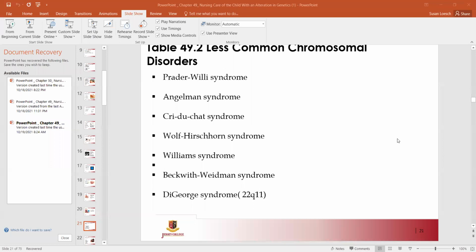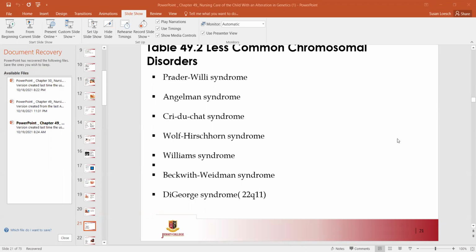All right, some other less common chromosome disorders like Prader-Willi syndrome. These kids like to eat a lot. Sometimes they have to lock the refrigerator up. This is an abnormality on the chromosome 15. It causes severe hypotonia, obesity, short stature, small hands and feet, hypogonadism, the hyperphagia, and intellectual disabilities, which can range from mild to severe. It affects 1 in about 16 to 25,000 babies.